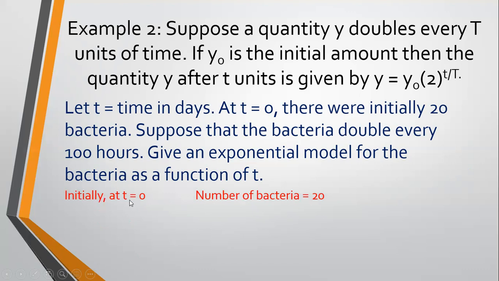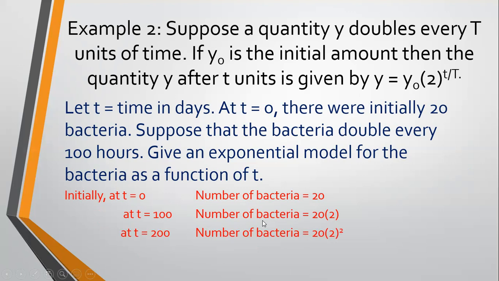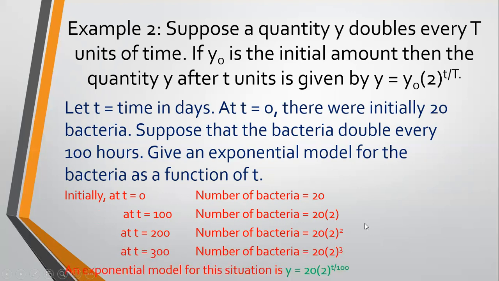Okay, so we know that if t is equal to 0, the number of bacteria is 20. At t equals 100, we will have 20 times 2, double. Then at t equals 200, it will be 20 times 2 raised to the second power, double again, until such time that t is being doubled. So generally, an exponential model for this situation, given the initial number of bacteria, which is 20, is y equals 20 times 2 raised to t over 100.